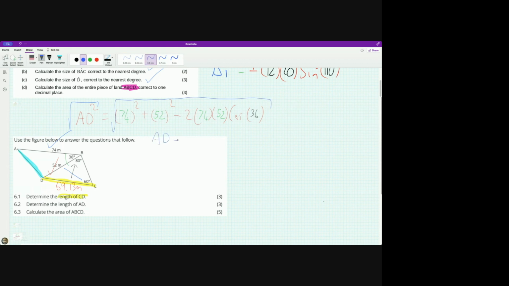So I'm going to have a look at the chat, and I see Annalena and Siamtanda have given the same amount, and if I look at that, that does look correct. It's 44.20 meters. So this is 44.2 meters. Okay, last question is to find the area of ABCD.